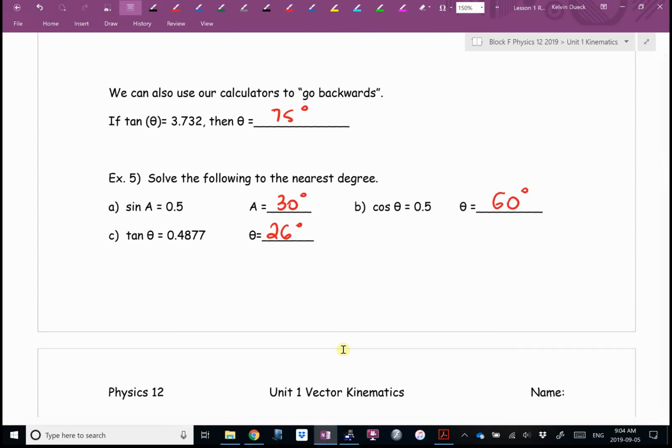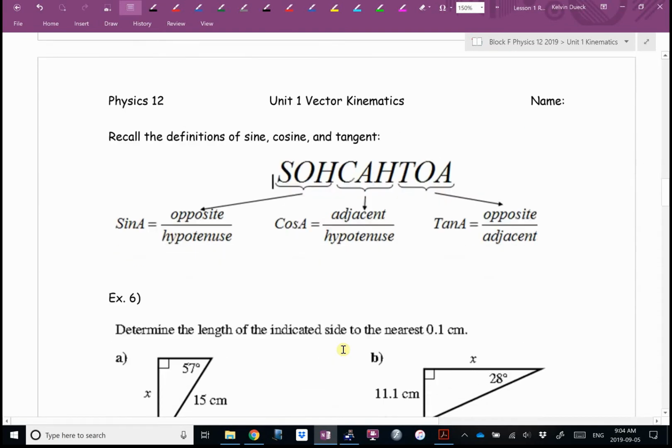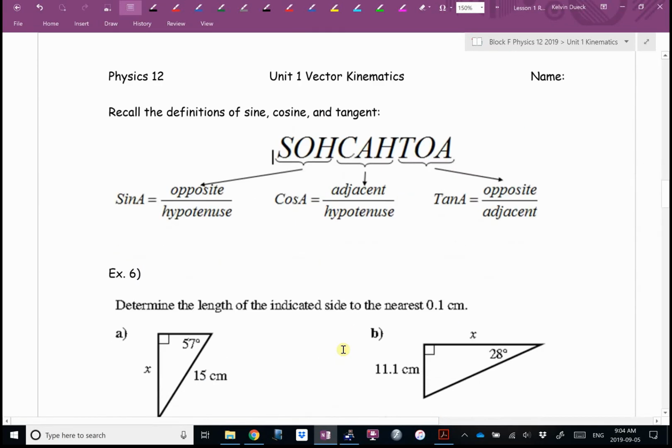So we're familiar a little bit with our calculators. Then you can turn the page, I think. Or next page over. No, we're turning the page, aren't we? Okay.